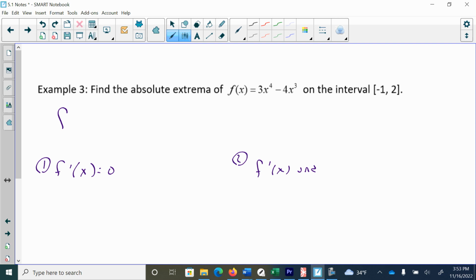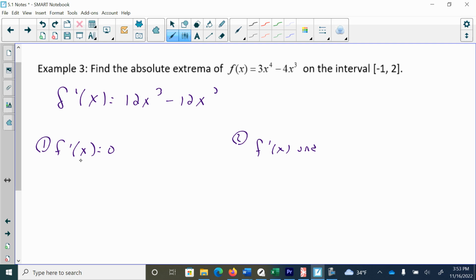So I'm going to go up here and find the derivative of f of x. This is the baby one. 4 times 3 is 12. Reduce that power by 1. So I'm going to have 12x to the third minus 3 times 4 is 12. Reduce that power by 1, 12x squared. That's my derivative. First time is when the derivative is equal to 0. So I'm going to take that 12x to the third minus 12x squared and set that equal to 0. I'm probably going to factor out 12x squared. Make this x minus 1 is equal to 0.